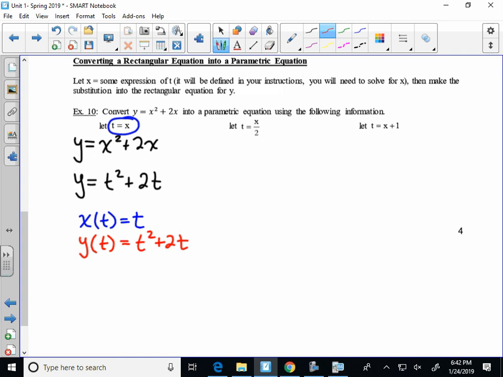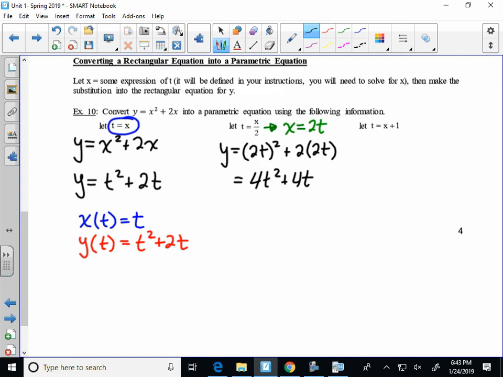So we move on to the next one, where t is equal to x over 2. All right? If that's the case, then we would know just through cross multiplication that x is equal to 2t. And we would do our substitutions from there. We'd be looking at y equals 2t squared plus 2 times 2t. Clean it up: 4t squared plus 4t.